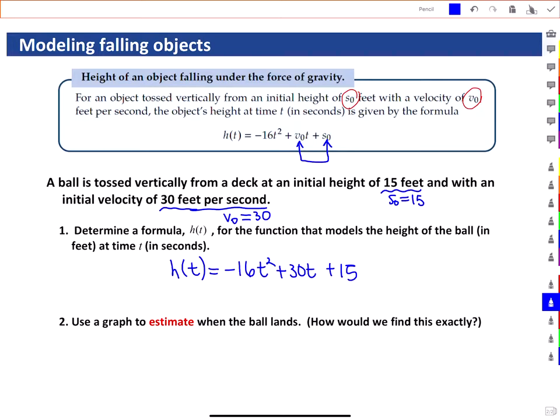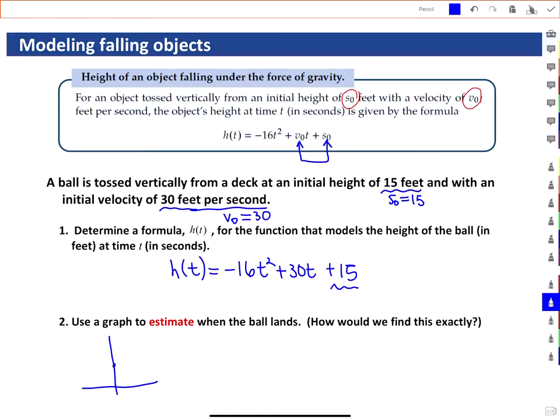So now we want to use a graph to estimate when the ball lands, and then we're going to also talk about how we could find this exactly. So estimating when the ball lands, let me draw out a rough graph of this. We'll look at Desmos here shortly because mine's not going to be very accurate. So looking at our c value, this constant back here, we know that our y-intercept must be at 15, so it's got to be somewhere up here.